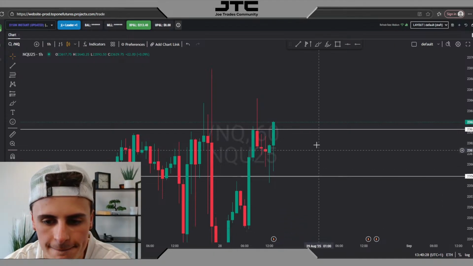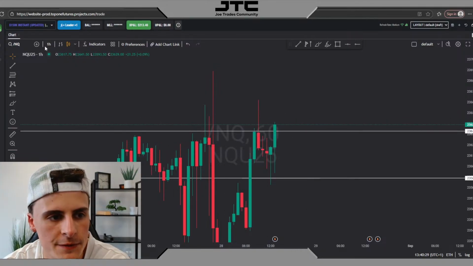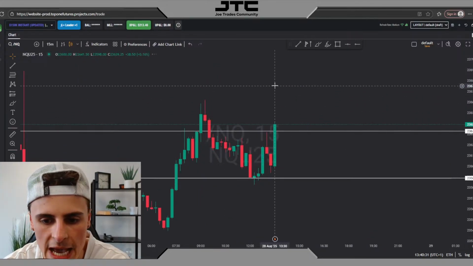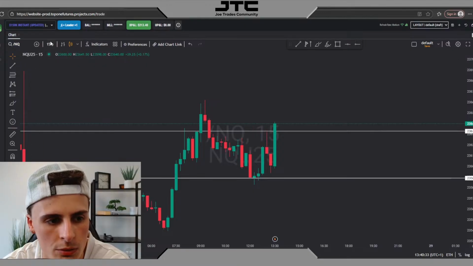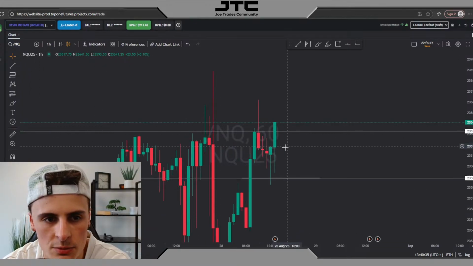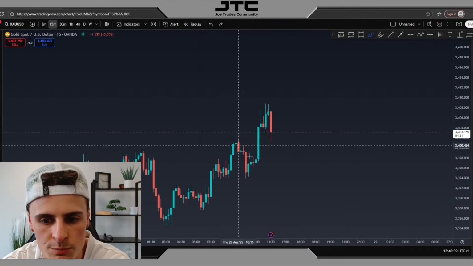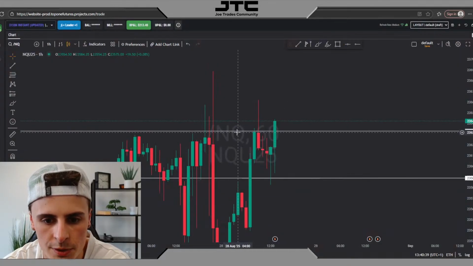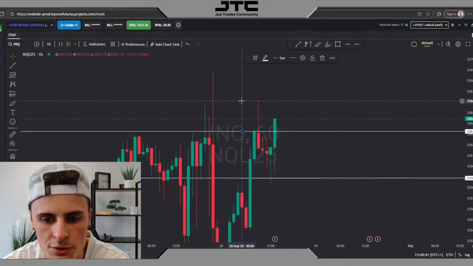Good to see. Yeah, if this 15-minute can close above here, I'll be looking for the hourly to close above too, and then I can look for some longs. I do like some longs above here on Nasdaq. Gold's pulling back, so I can't really do much. So I'm going to be watching this Nasdaq closure for some longs.